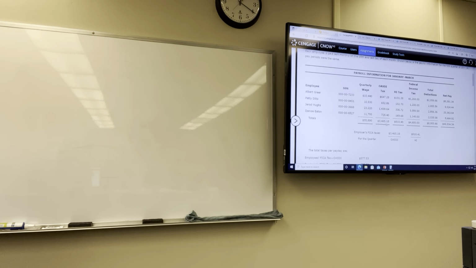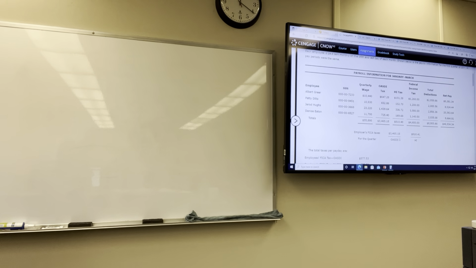So total amounts of deductions, if we add all of that up, we should get to $89.55.66, and our net pay, which would be our quarterly wage, our gross pay, minus our total deductions, would equal our net pay for employees.